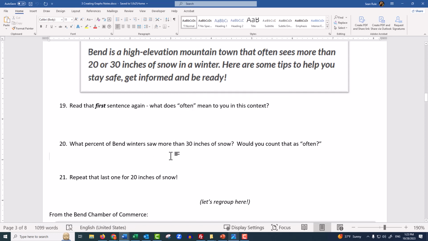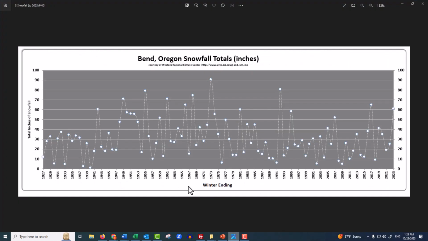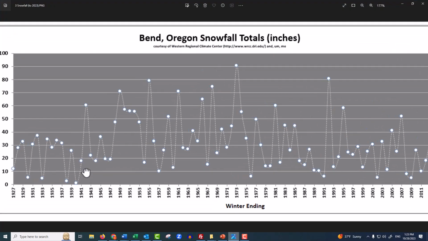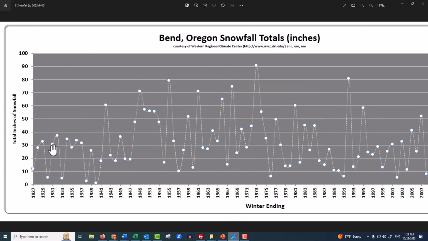So let's take a look. The majority. What percent of Bend winters saw more than 30 inches of snow? Okay, well, 30 inches of snow. Let's get in here. 30 inches. So 30 is this third line. 1, 2, 3. Okay, well, let's count how many.